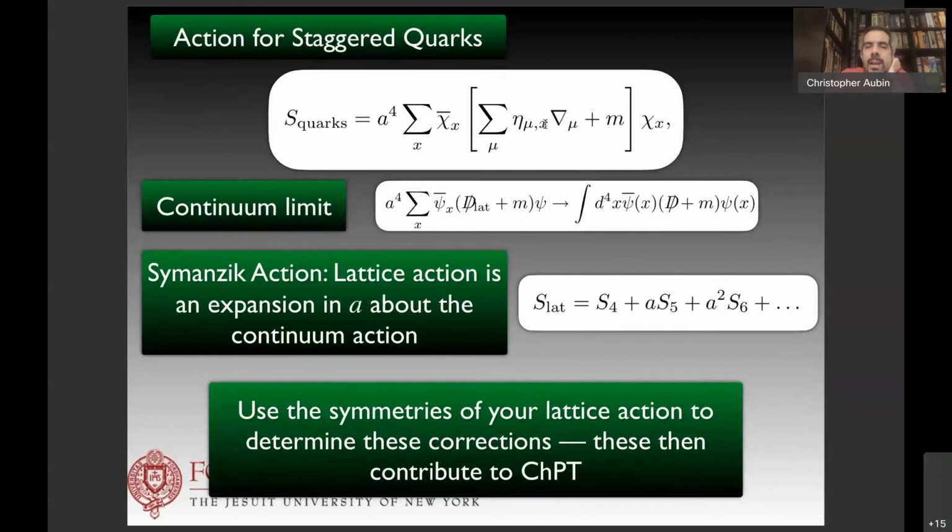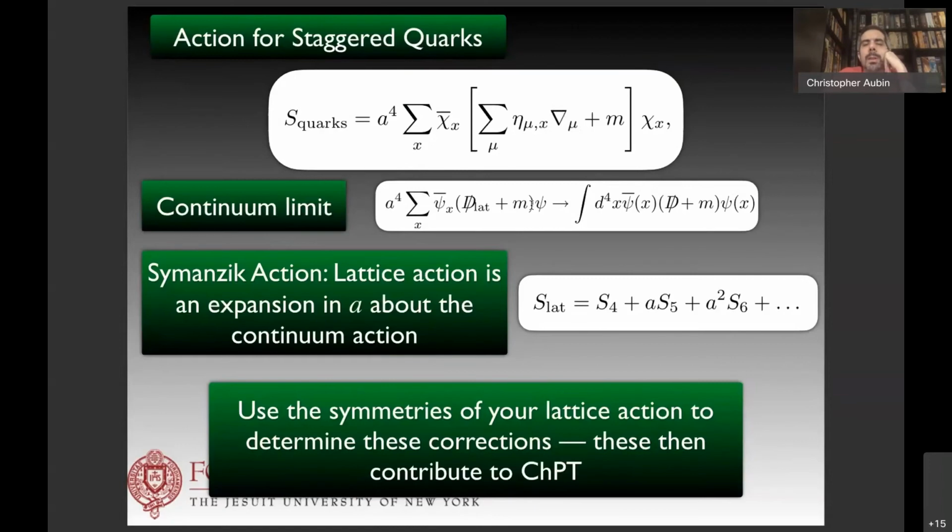These are those phase factors I mentioned before. And this del mu is acting on, of course, chi sub x here. In the continuum limit, this should give us QCD. At least that's the idea, right?